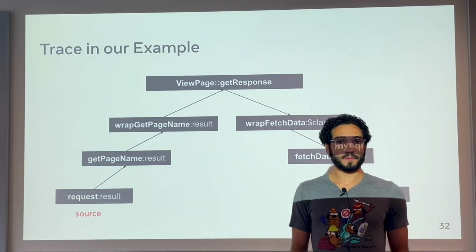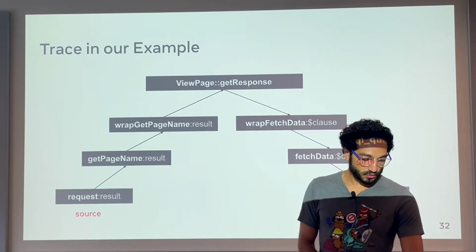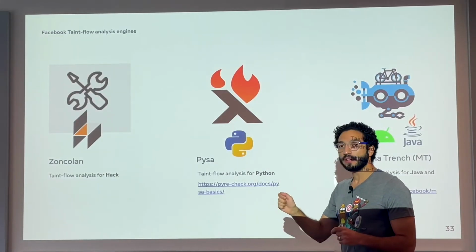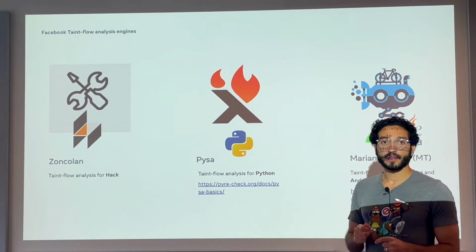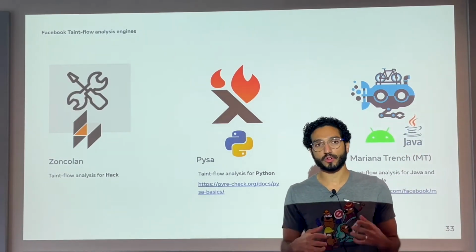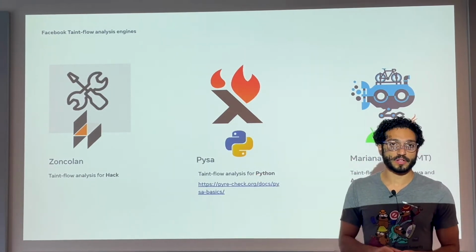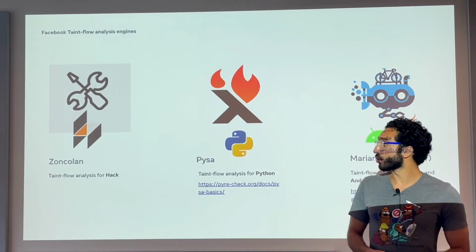With this technology, we were able to create 3 tools that do exactly the same. Zoncolan, a taint flow analysis tool for Hack. It analyzes Facebook.com, Oculus.com, and other websites that are powered by Hack. I think Zoncolan analyzes around 100 million lines of code in our code base.